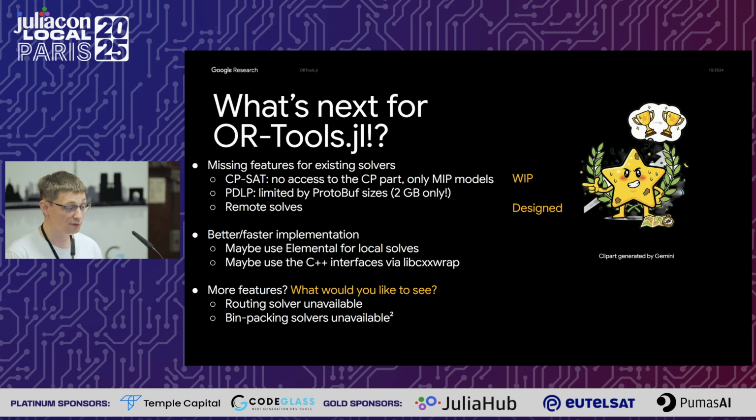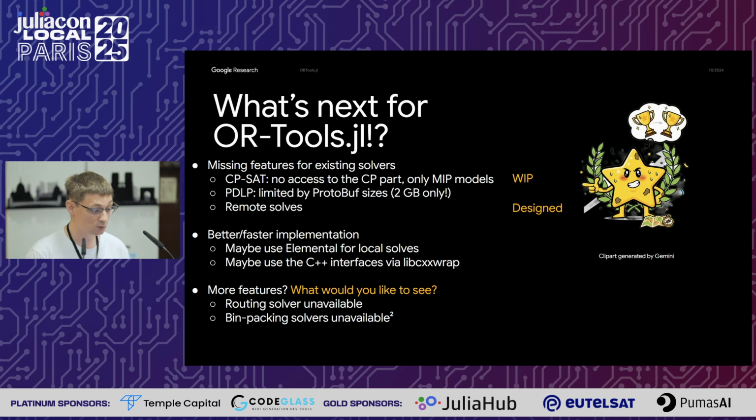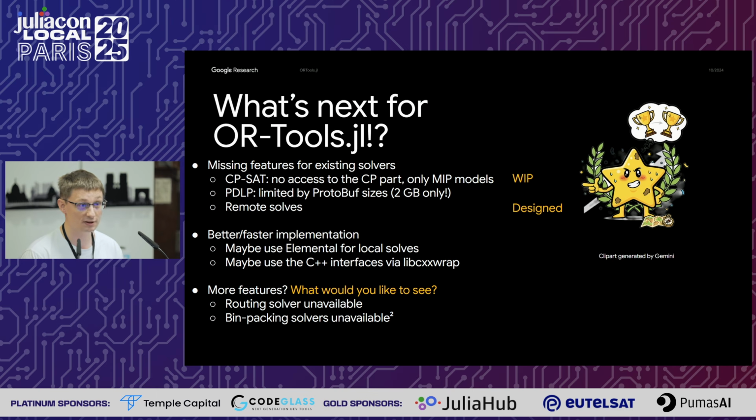We also have a few parts where we could improve our implementation, mostly to have it faster. So that could be using this elemental C API for local solve instead of building a protocol buffer, then process communication. We could also use the C++ interfaces if that's faster, but that would mean writing a quite large but easy to write wrapper for this C++ code.